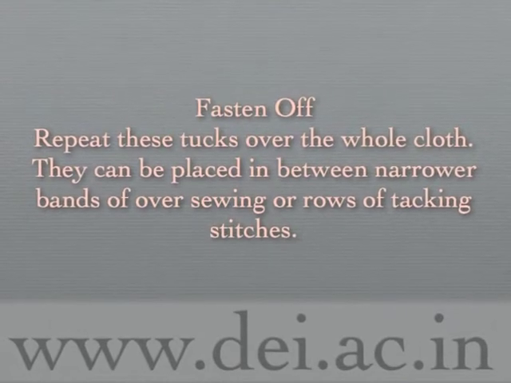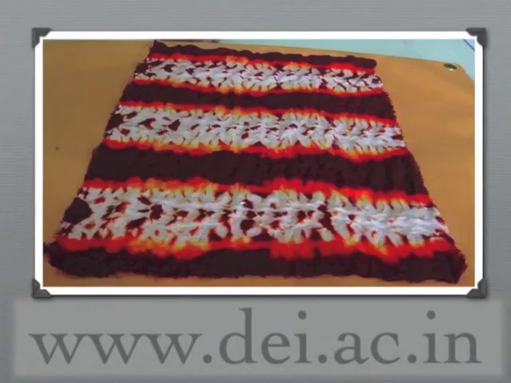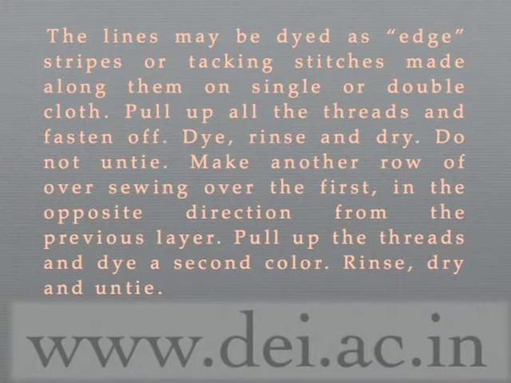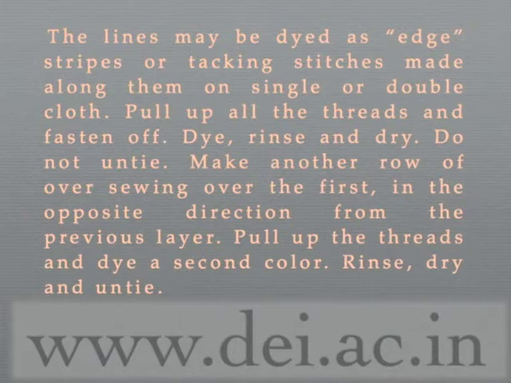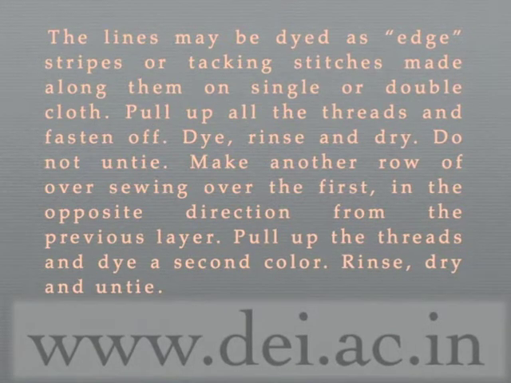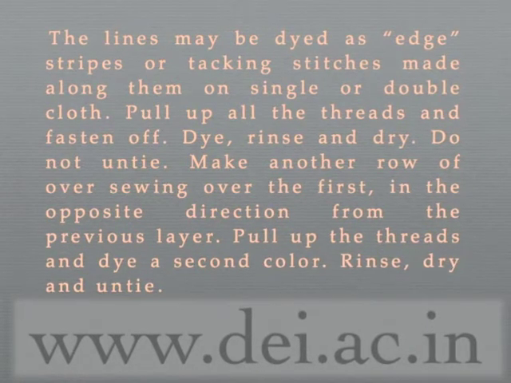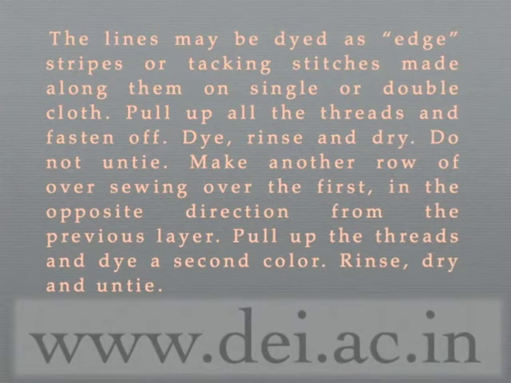They can be placed in between narrow bands of oversewing or rows of tacking stitches. Dye as required. Seventh, rule lines 4 inches to 8 inches apart, down or across the material. Oversew the space in between the lines. The lines may be dyed as edge stripes or tacking stitches made along them on single or double cloth. Pull up all the threads and fasten off.